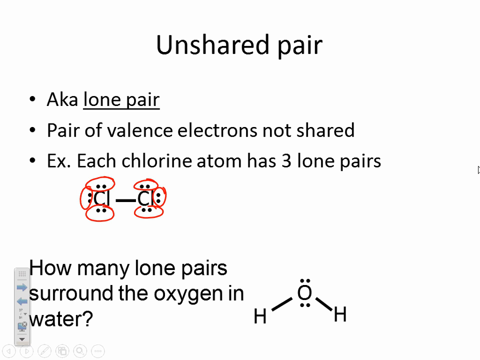Looking at the water structure that we have, which I redrew slightly because this represents what water looks like more in 3-dimensional space, a slightly bent shape. How many lone pairs surround the oxygen in water? Well, if we focus on just the oxygen, we have 1 lone pair here. We have a second lone pair here, so we have 2 lone pairs of electrons, indicating that these electrons are not shared in bonding.